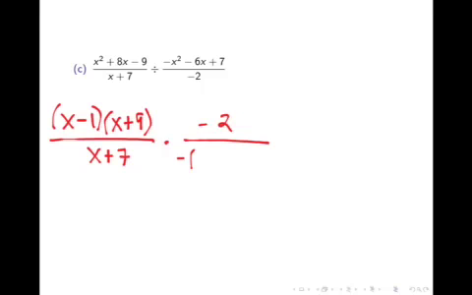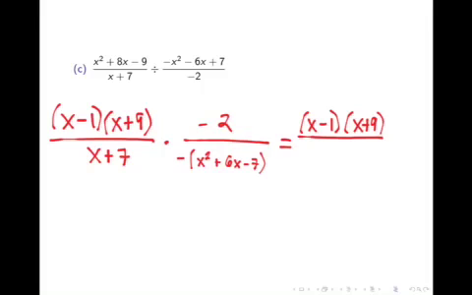I take the negative out, and I have x squared plus 6x minus 7, and now I'm going to factor that in another step. And so I have, in the first fraction, again x minus 1 times x plus 9 over x plus 7. And then my second fraction, I have negative 2, and now this factors into negative 1 times x minus 1 times x plus 7. Sorry, got a little squished there. Hope you can read that.